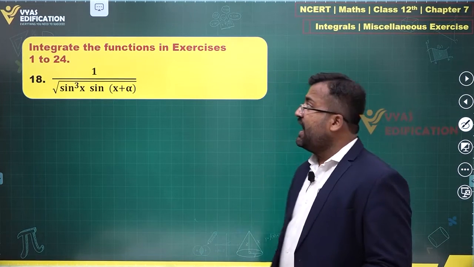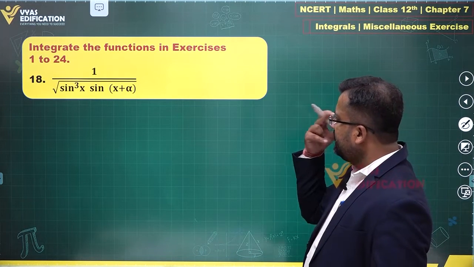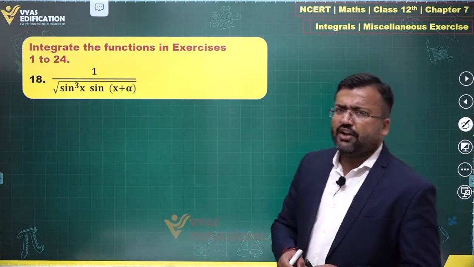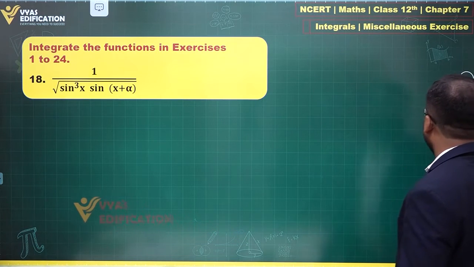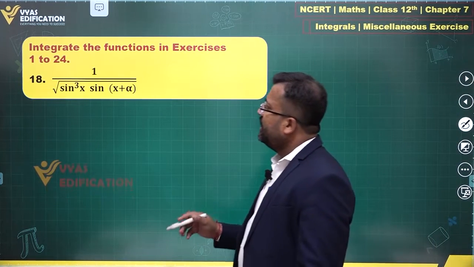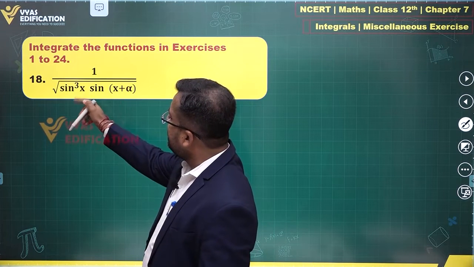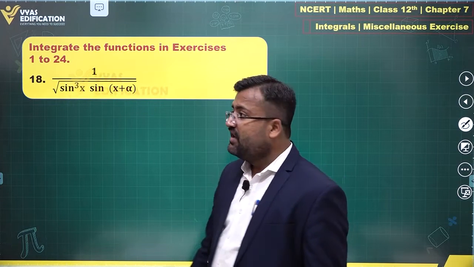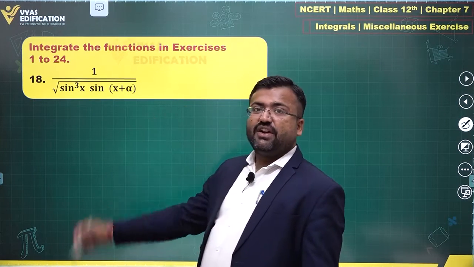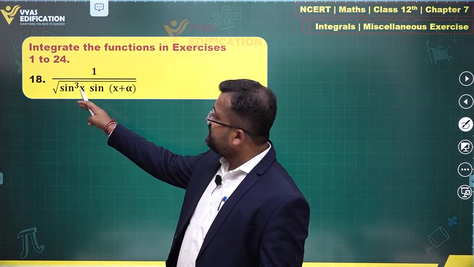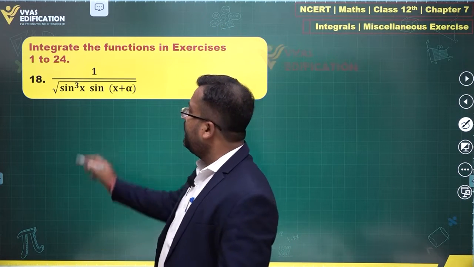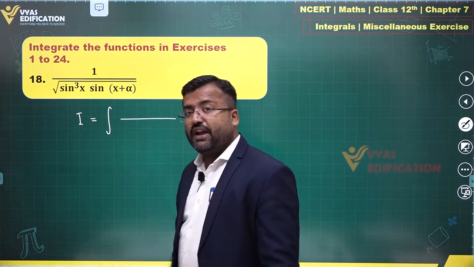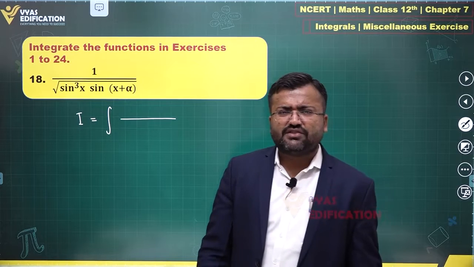In the 18th question, we have 1 upon the square root of sine cube x times sine of x plus alpha. How will we handle this? In the denominator, sine cube x and sine of x plus alpha is not something good. But if you observe carefully, sine of x plus alpha will have another sine x, since it is sine x cos alpha plus cos x sine alpha. So I can take out another sine x from here, this becomes sine power 4 x, and I can take that out. So the integral of sine power 4 x under root is actually sine square x in the denominator.